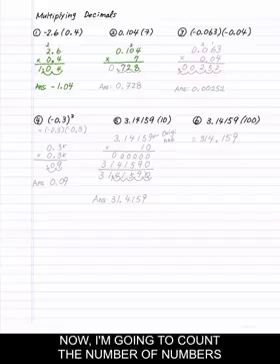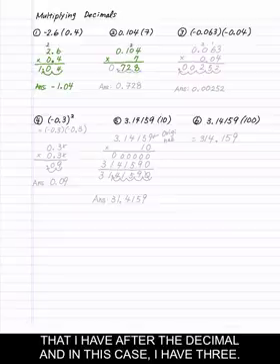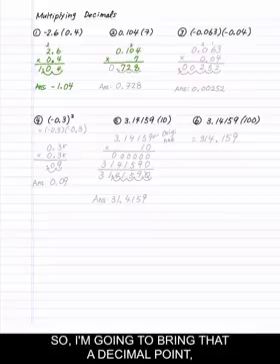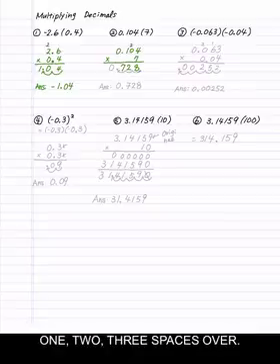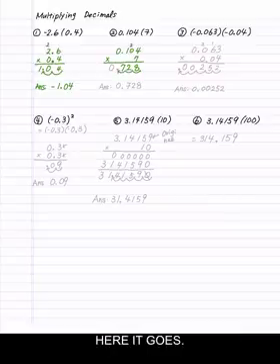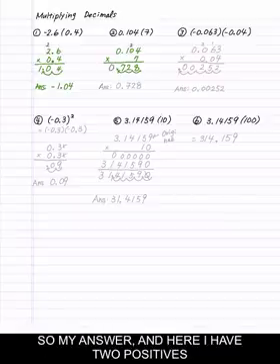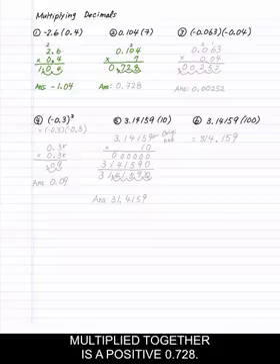Now, I'm going to count the number of numbers that I have after the decimal. And in this case, I have 3. I have the 1, I have the 0, and I have the 4. So I'm going to bring that decimal point 1, 2, 3 spaces over. There it goes. And I like putting a 0 at the front of it just so I know where the decimal point is. So my answer, and here I have 2 positives multiplied together, is a positive 0.728.